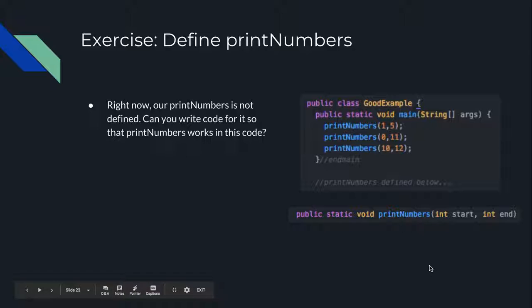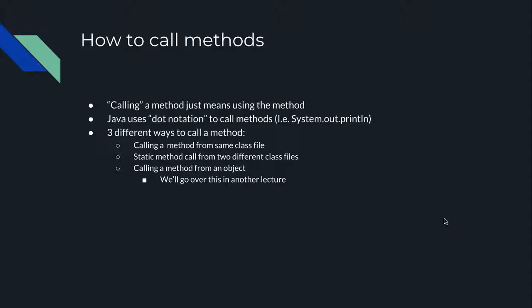So now your job here is, I had provided this calling the method of print numbers 1 through 5, 0 to 11, and 10 to 12, but I have not actually defined this method just yet. So I want you guys to define print numbers with the following arguments that I'm passing in. And a hint is to look at what bad example is doing in the previous slides, and possibly you can take code from there in order to write the definition for print numbers.